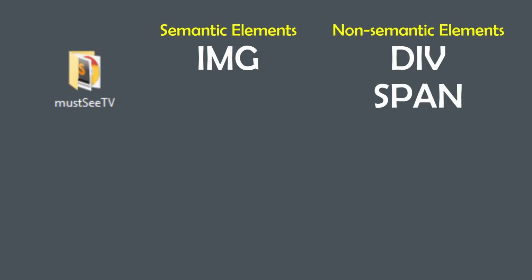Consider the B and H1 elements. The B element also has no semantic meaning. Yes, we know the contents will be bold, but we do not know the meaning of those contents. On the other hand, the H1 element does have semantic meaning. Browsers can expect that developers will use this tag as a level 1 heading.